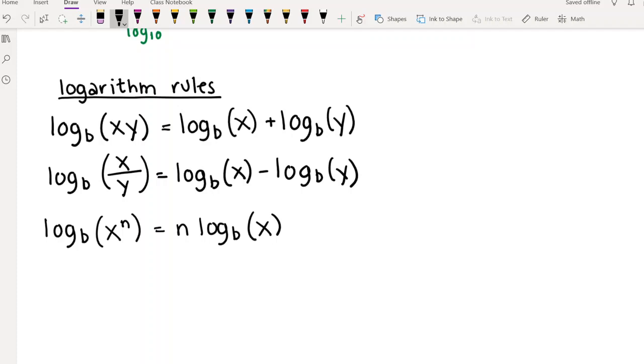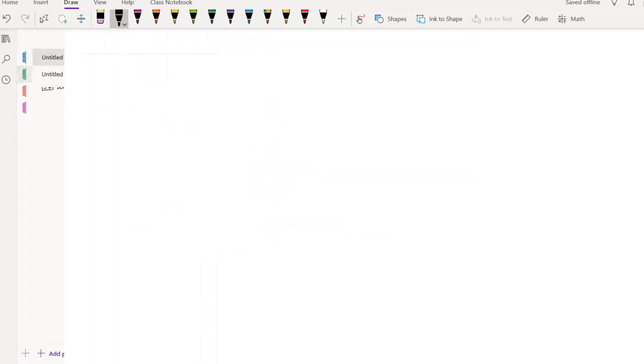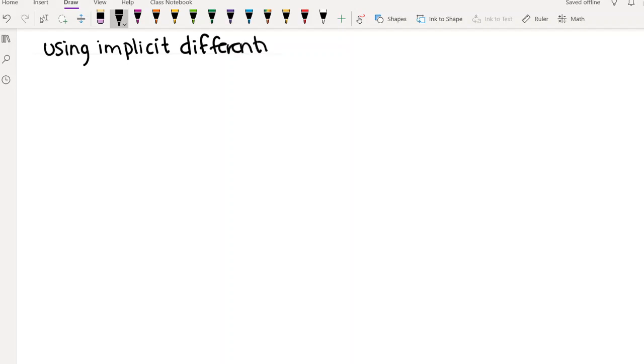Okay, so how are we going to do this? Like I said, the main first goal here is to use implicit differentiation to find the derivative of ln of x. So ln of x is going to be the logarithmic function that we're going to deal with the most. So f of x or y is equal to ln of x.